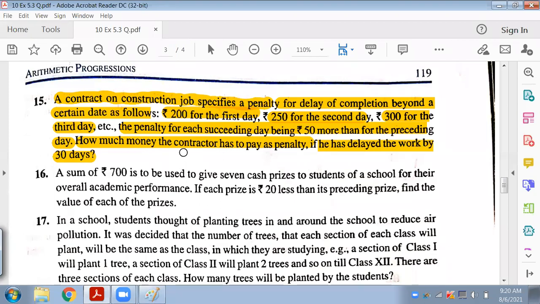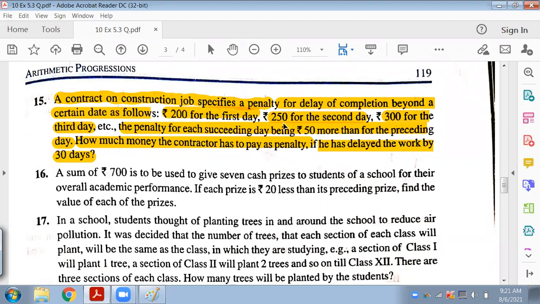So how to find that? You have to add up all the penalties for each of the 30 days, then we can find it. Or instead of that, we can use the sum formula and find it. Here on the first day, the value was how much? If it was delayed for only one day, the value is 200. So the first term we will take as 200, and the amount he has to pay if he delays it by 2 days will be what? On the first day 200, on the second day 250. So on the second day he is going to pay how much? 250.